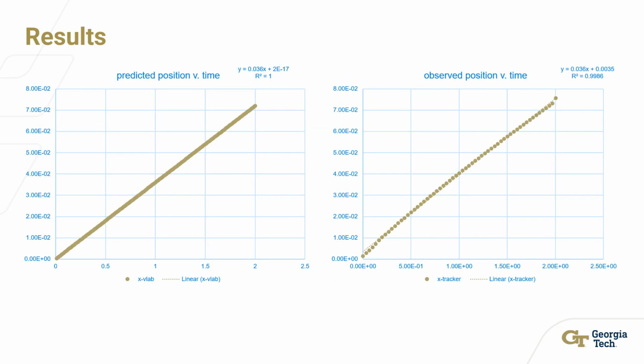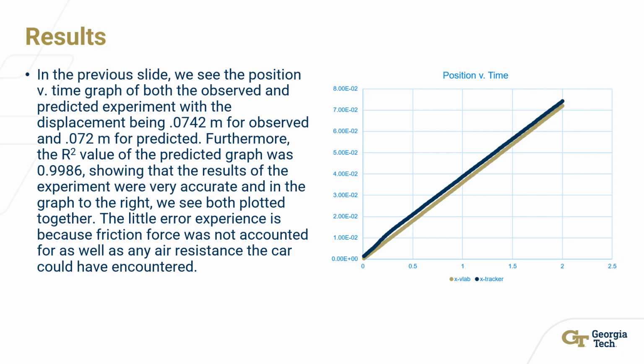And here are our results compared side by side, with the GlowScript on the left and the Tracker on the right. And over here you have the graph of them side by side. And in the previous slide, you could see that the displacement from the observed experiment was 0.0742 meters, while the displacement from the predicted was 0.072 meters. Furthermore, the r-squared value of the predicted graph was 0.9986, showing that the results of the experiment were highly accurate compared to the computational graph.